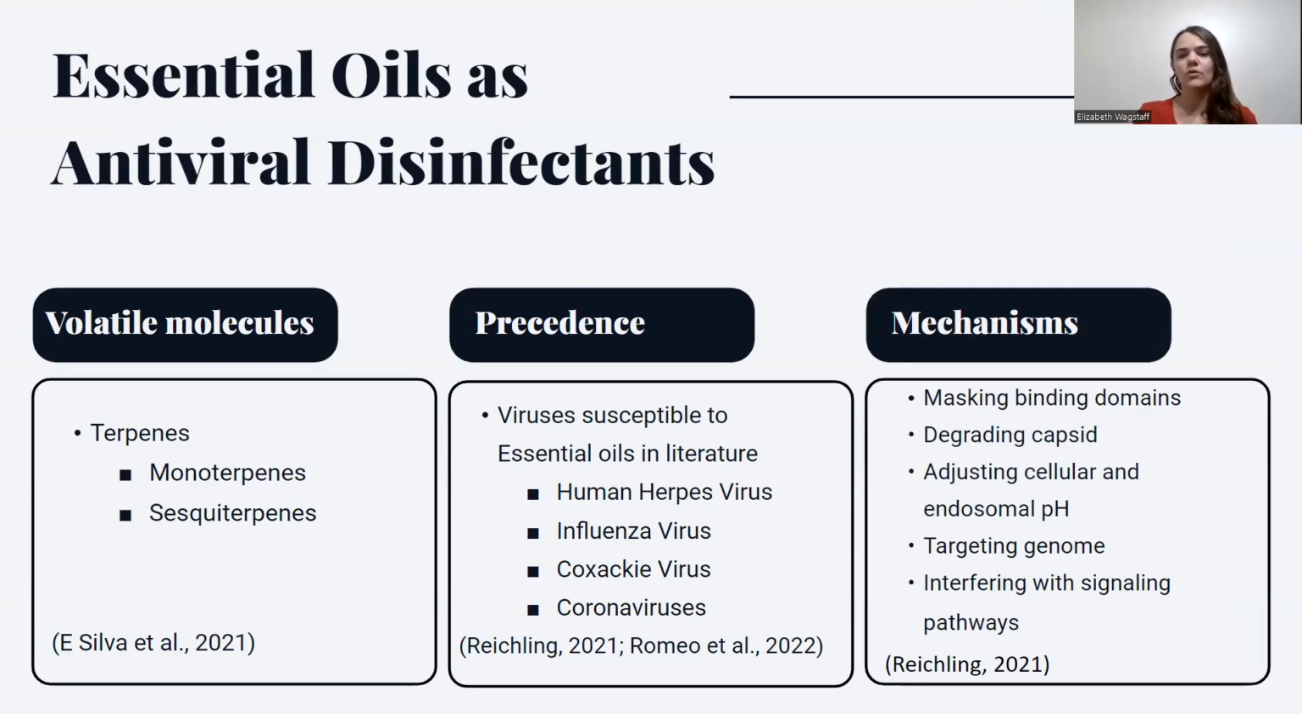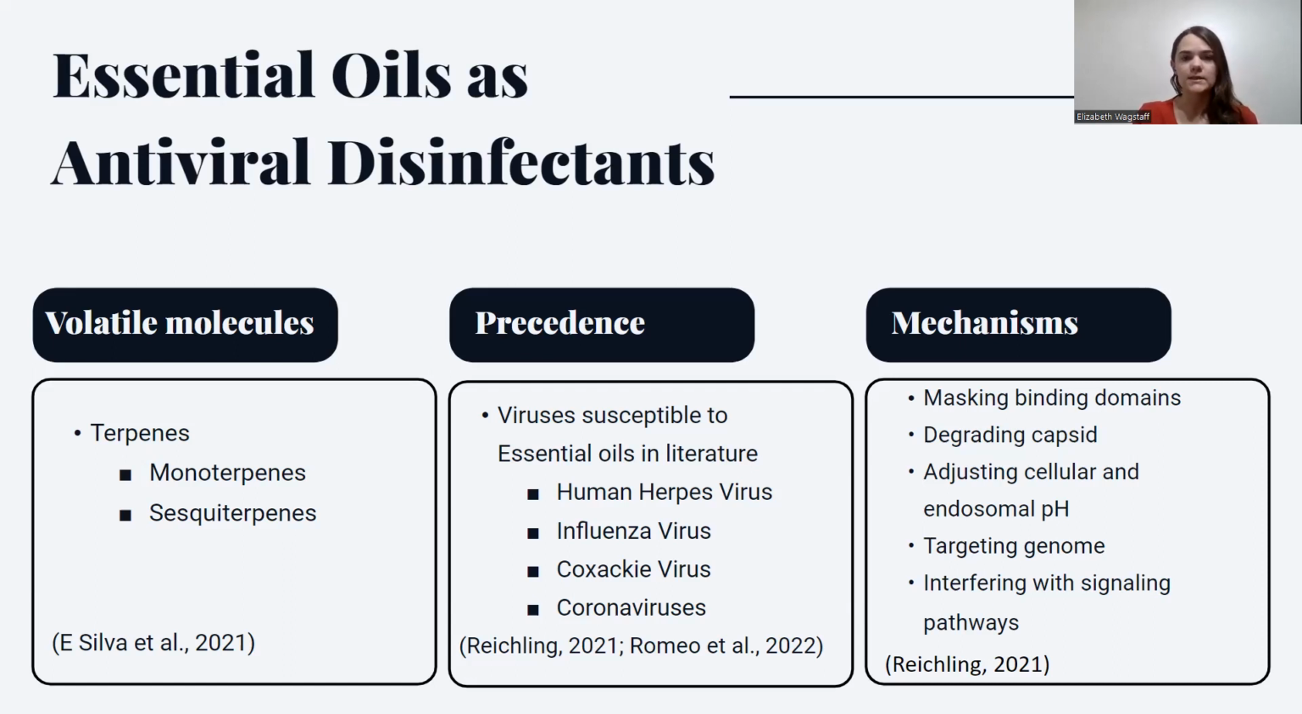Essential oils are oils that are derived from plant material, usually by steam distillation, and they can come from different parts of the plant, from the root to leaves or bark. And they contain several volatile molecules. A single oil can contain as many as 20 to 100 different compounds, but the most common are terpenes, specifically monoterpenes and sesquiterpenes. These are organic molecules that can be quite volatile.